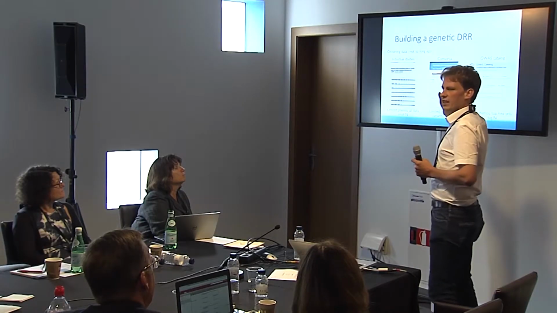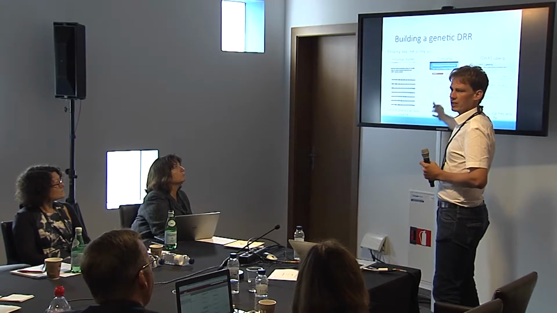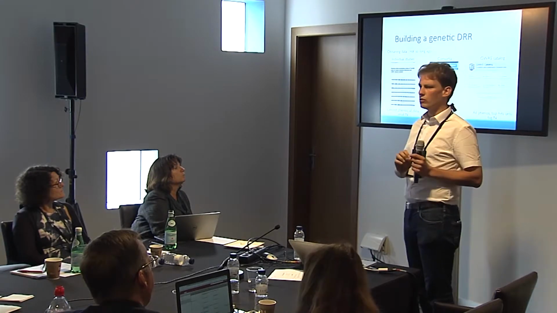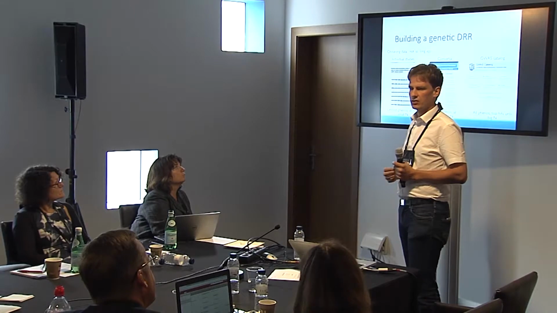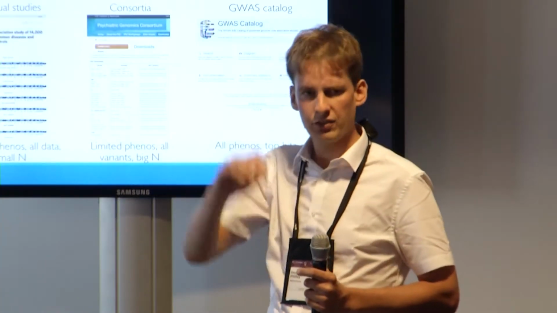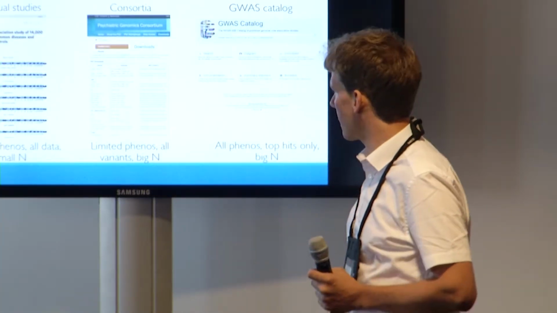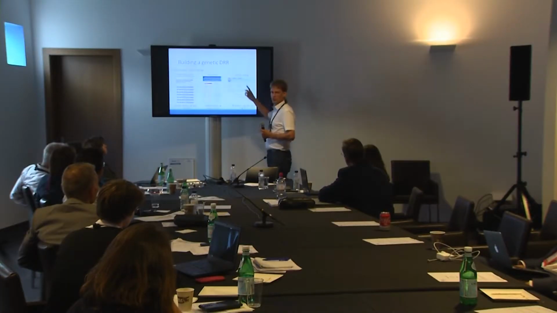But the problem with consortia, again, is typically they're just focused on one phenotype. So if you want to do a PhenoScan, so do a lookup across many different types of disease and traits, you have to go to many different websites to get all your data. Another option is the GWAS catalog.